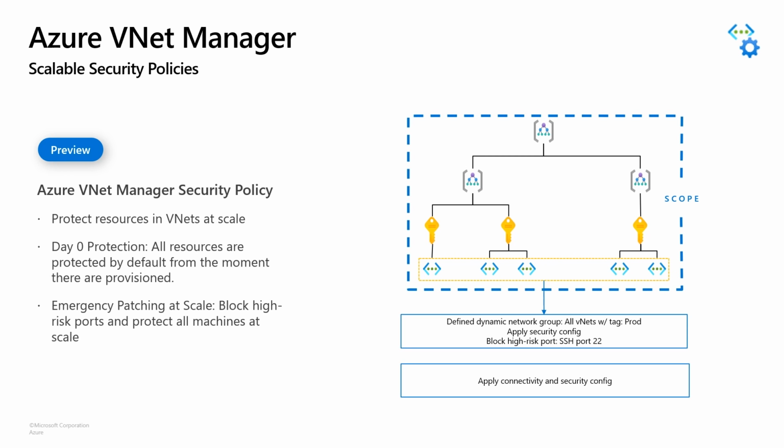Additionally, when a high-risk event has happened, it's very easy to do an emergency patching because using a single click, a port could be blocked across the entire customer's deployment. So the VNet Manager really makes network segmentation easier to manage.